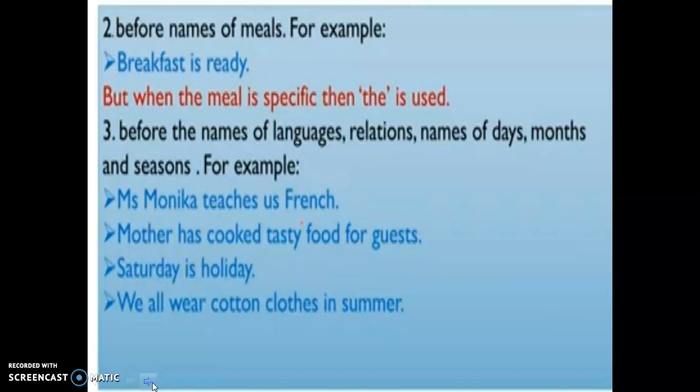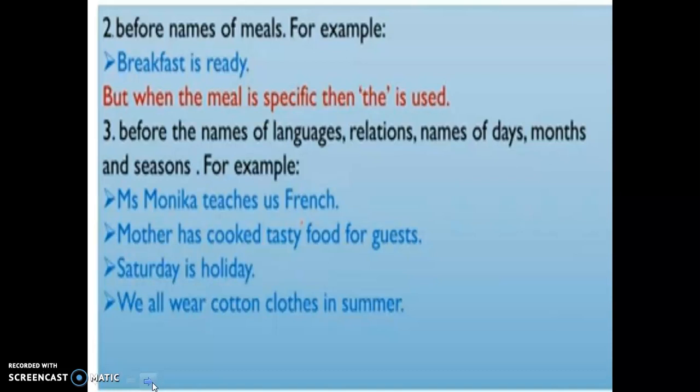Next one. Before names of meals. This is our second rule. For example, breakfast is ready. So breakfast, lunch, dinner, we mustn't use the article. But when the meal is specific, then the is used.